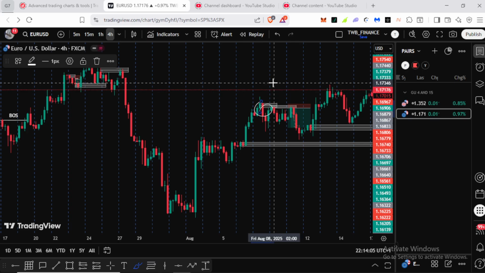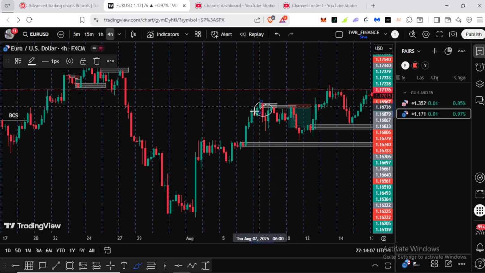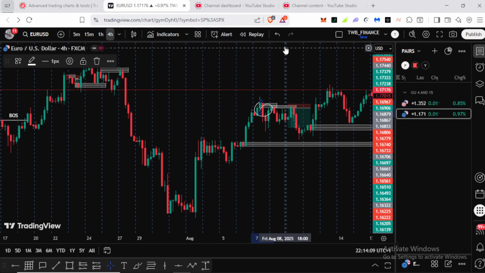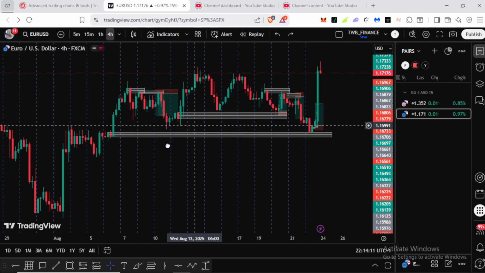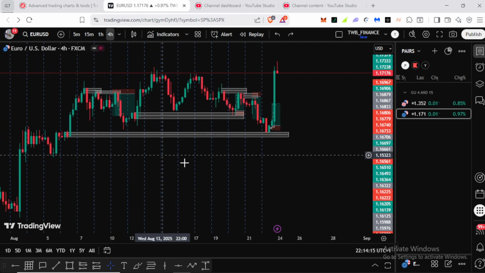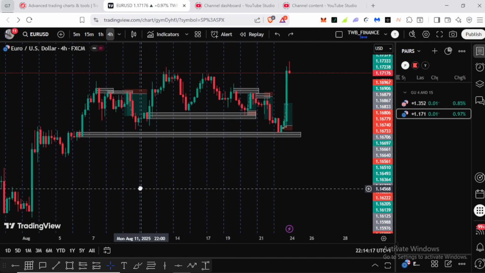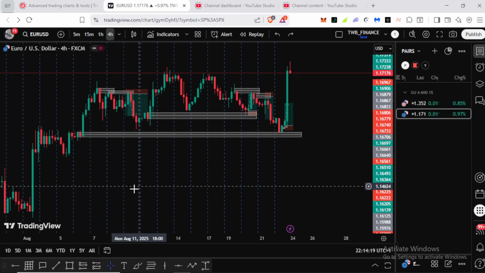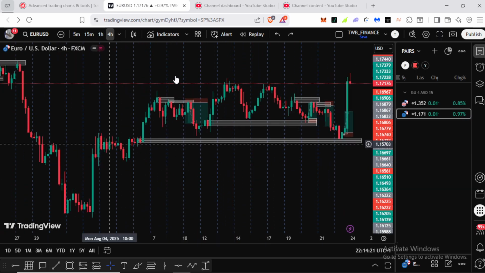What I would always do is draw out all the demand and supply zones I can see on the charts. Whichever zone gives me entry is my high probability zone. So how would I know what is a low probability zone? We're going to look at it also in a few minutes.